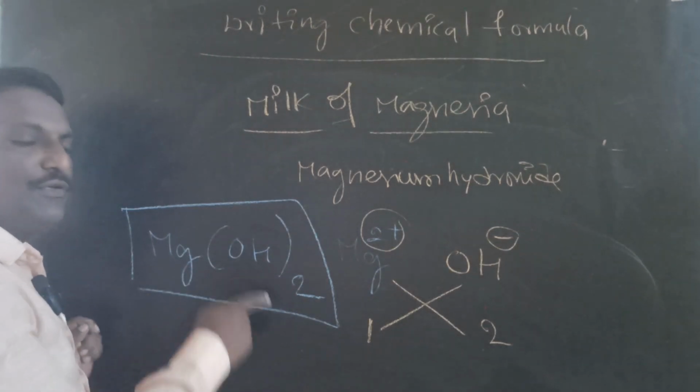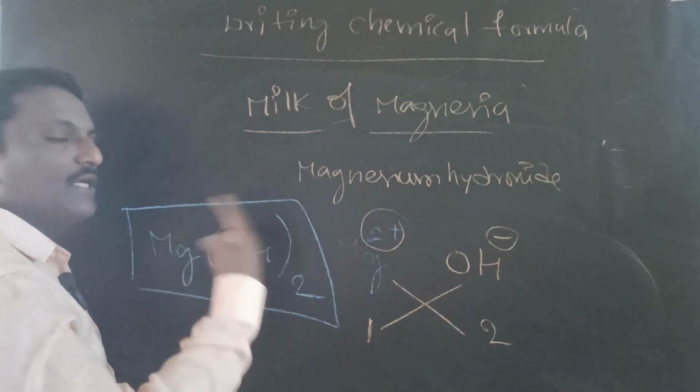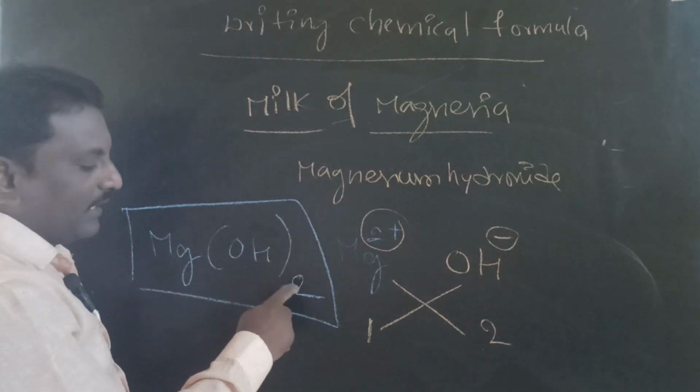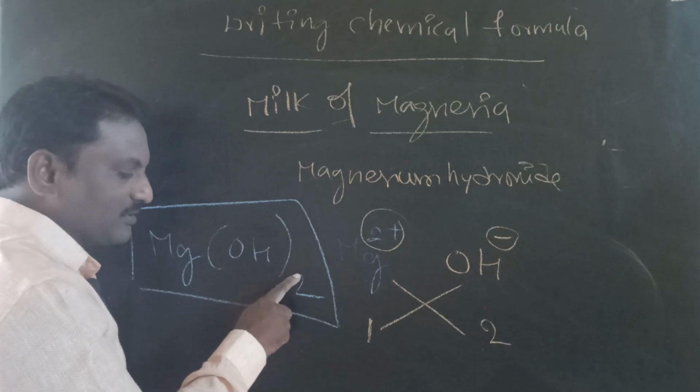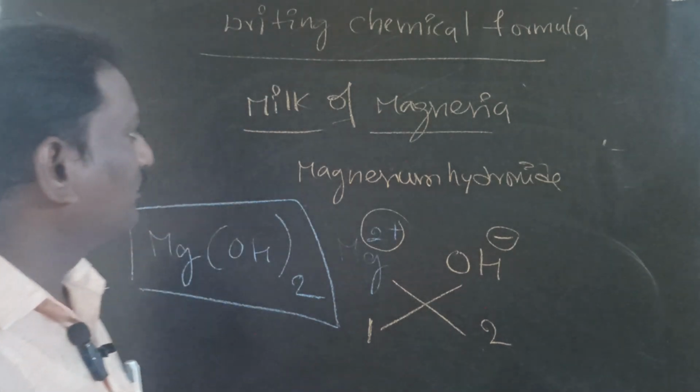So in this case we need to use a bracket. If you want to use more than one polyatomic ion, we need to use a bracket, and the number of ions taken must be written outside of the bracket. So please keep that point in your mind.